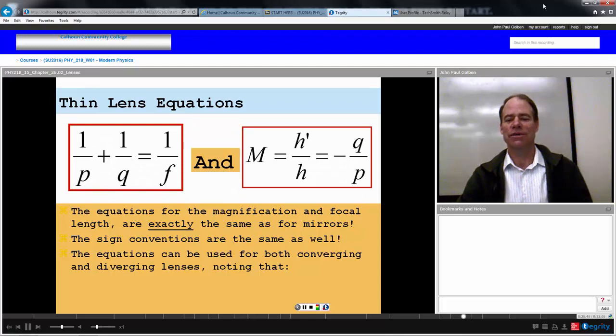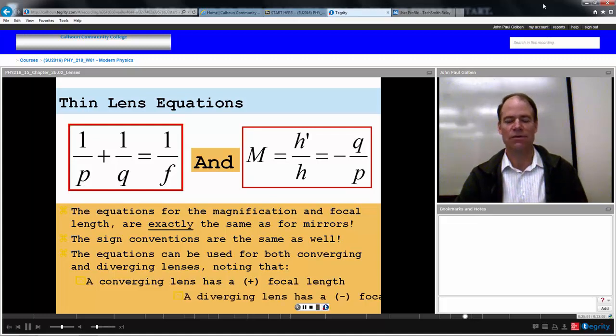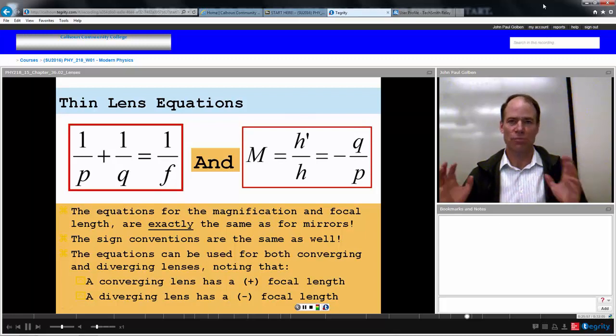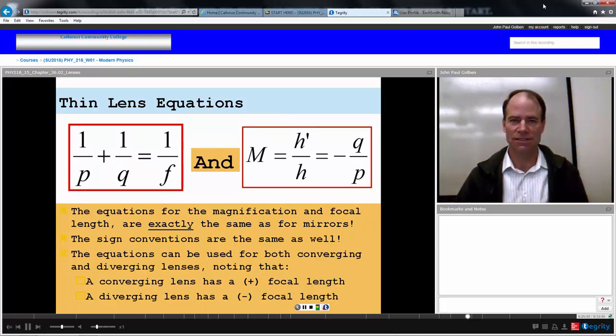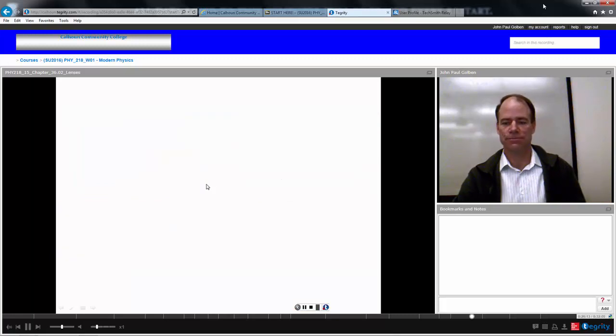The equations can be used for both converging and diverging lenses, noting that a converging lens will have a positive focal length and a diverging lens will have a negative focal length. So keep that in mind, though. If you read a problem and they talk about the lens and they say it's a diverging lens, when you put in your focal length for f, there'll be a negative value for f. Negative for a diverging lens, positive for a converging lens, and if you solve for those, that's what you should get as well.